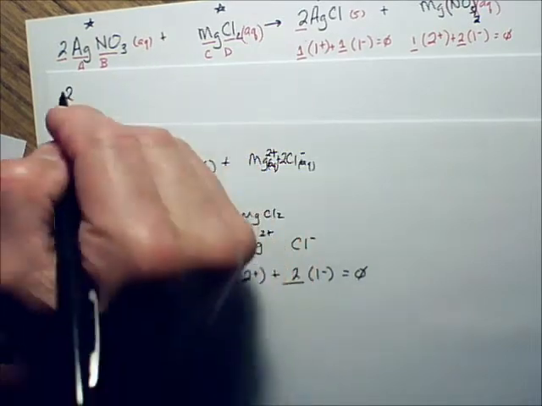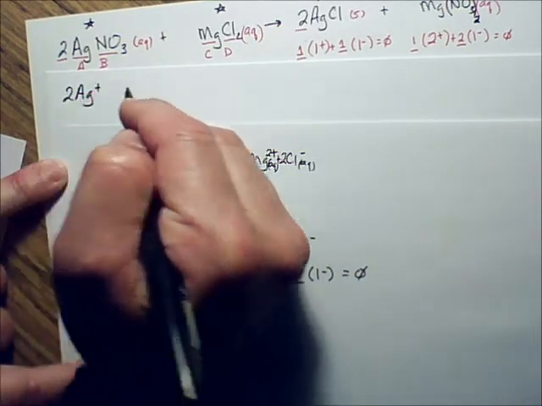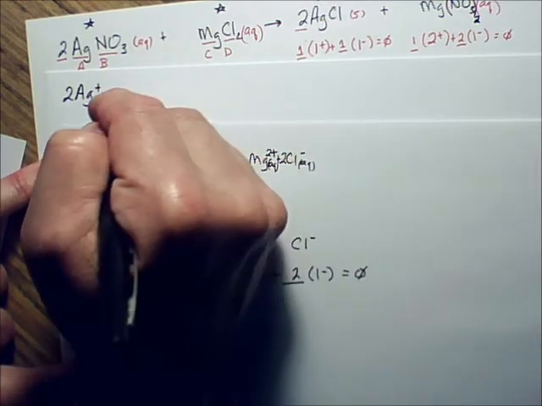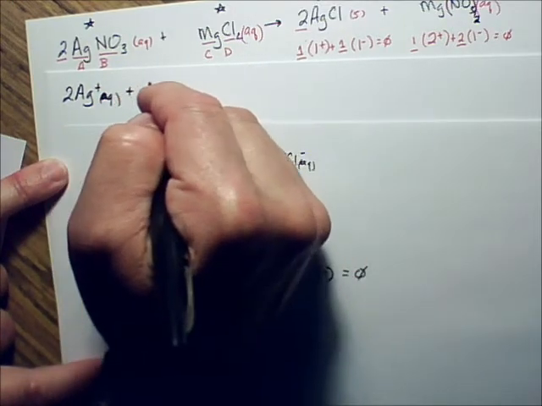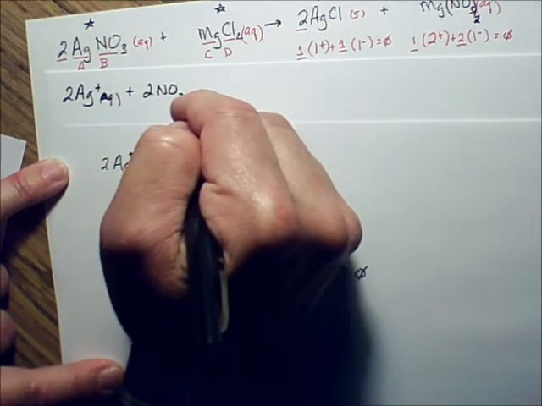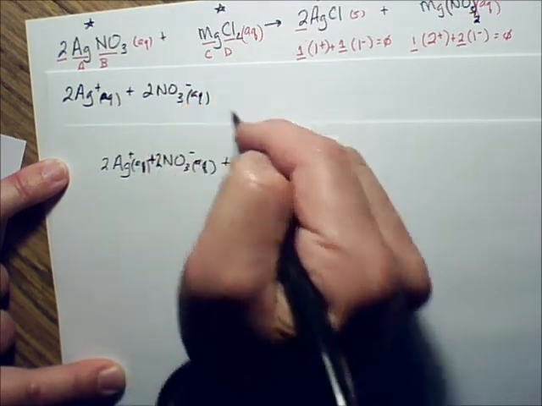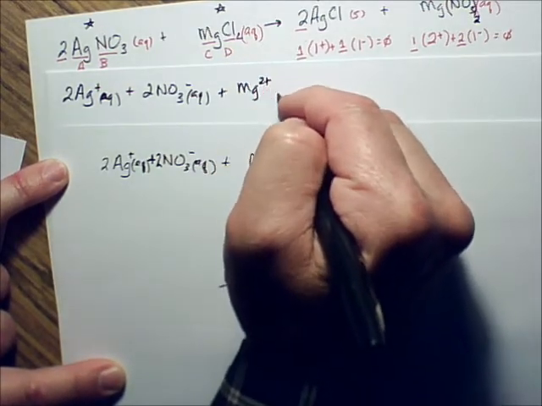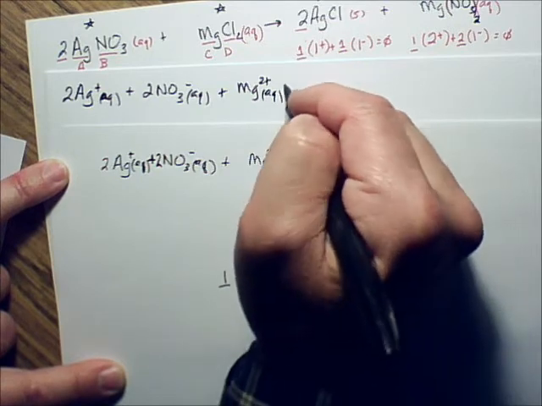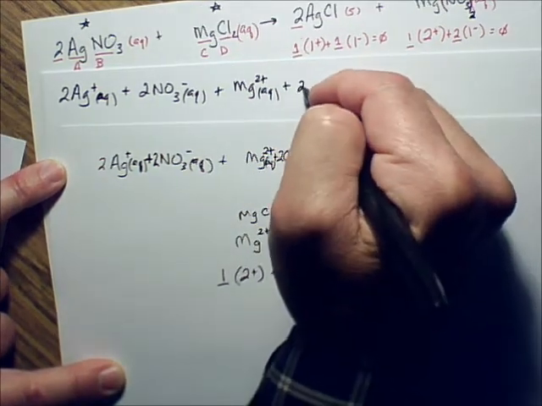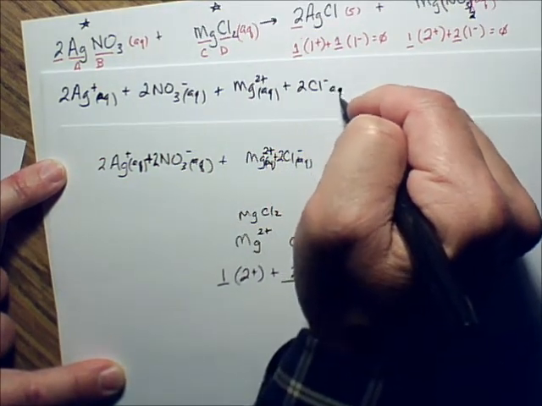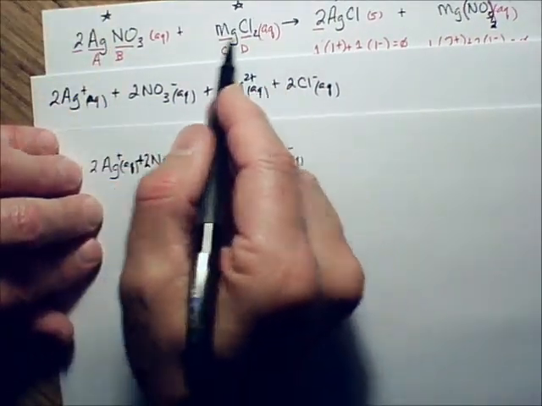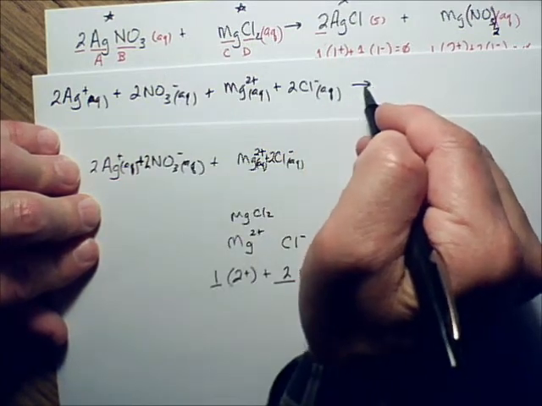So we've got 2 silver ions that are aqueous, plus 2 nitrate ions that are aqueous. Okay. We've got a magnesium with a 2 plus charge, aqueous. And we've got 2 chloride ions that are aqueous. Okay? So we've got everything on this side of the equation. We're ready to go to the other side of the equation.